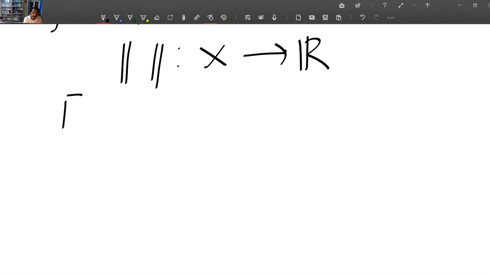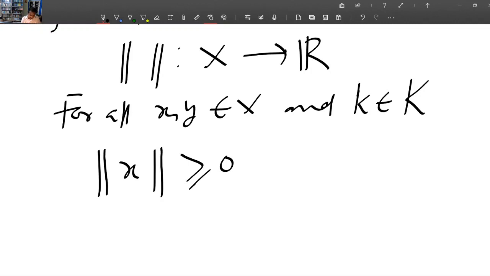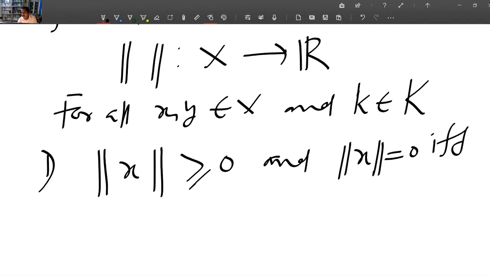for all x, y in X and k in K, norm of x is greater than or equal to 0, and norm of x is equal to 0 if and only if x is equal to 0. So this is the first condition.